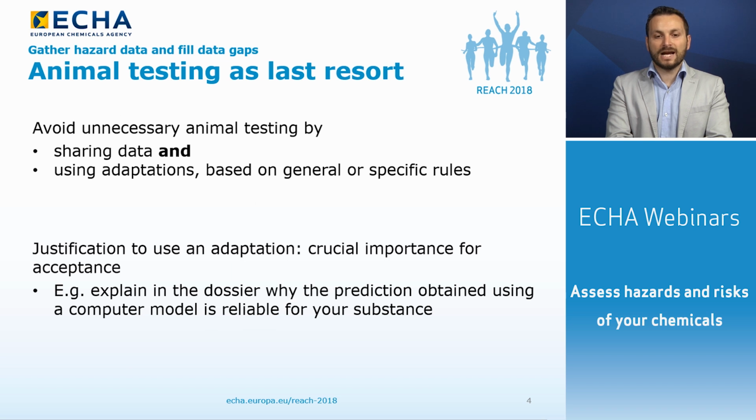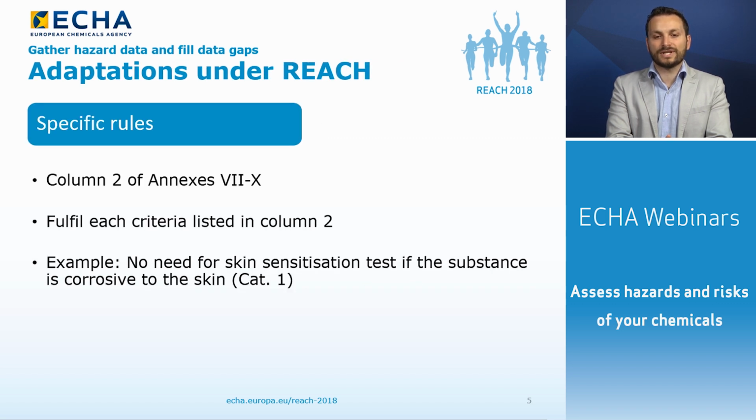We have just said that animal tests should be avoided whenever possible, and that REACH promotes data sharing and adaptation to this end. But we can't forget the protection of human health and environment. This is why adaptations need to be justified before ECHA can accept them. For instance, we hear more and more about computer models that can predict toxicity. But the predictions of these models are not always reliable. It depends on the substance. So you need to include in the dossier a justification explaining why you consider that a prediction specifically for your substance is reliable.